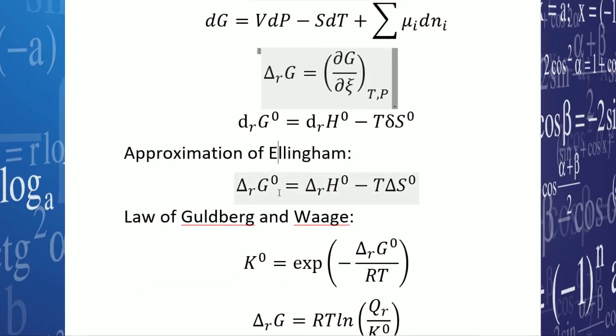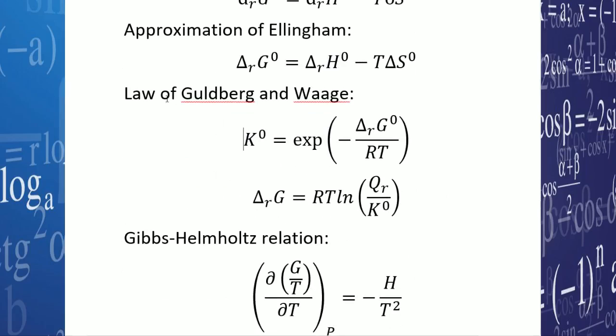Where was I? Approximation of Ellingham. The law of Guldberg and Waage, I can't pronounce it right, states that the constant of equilibrium equals exponential of minus delta Rg 0 divided by RT. We know that delta Rg equals RT ln Qr on K.